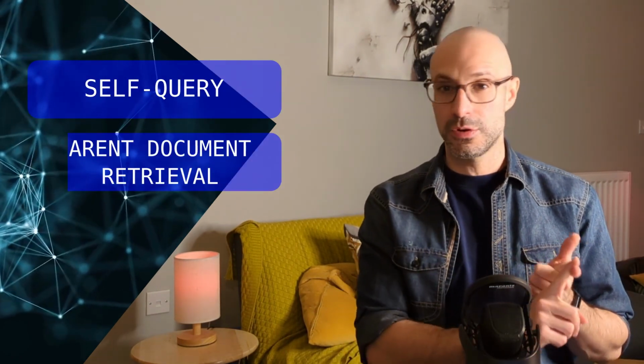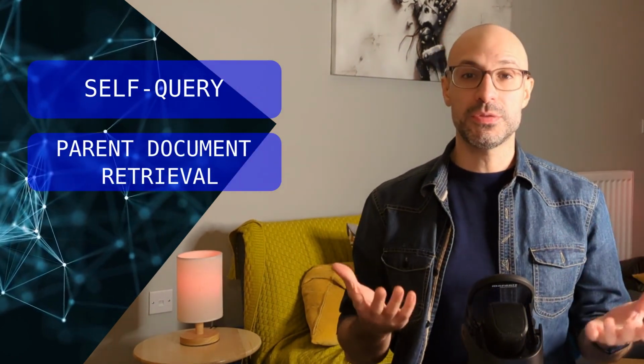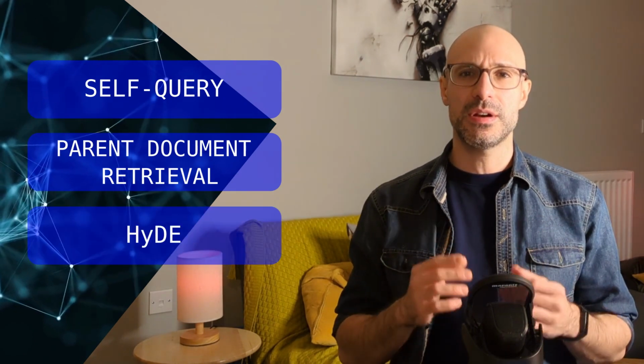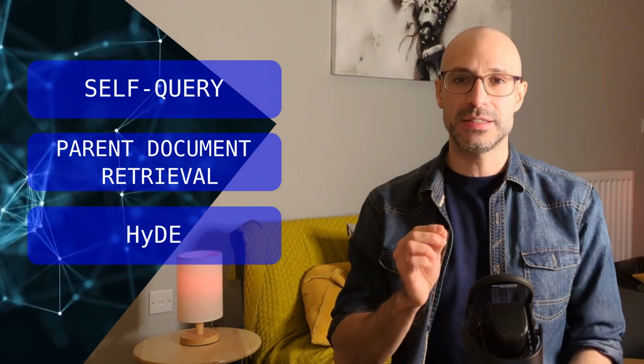In this video, we'll dive deeper into retrieval augmented generation. We will take a look at some common issues that we encounter when trying to implement RAG systems in the real world, and we'll look at some of the most common solutions, such as self-query and parent document retrieval. We'll then finish by taking a look at a very interesting approach called HyDE.